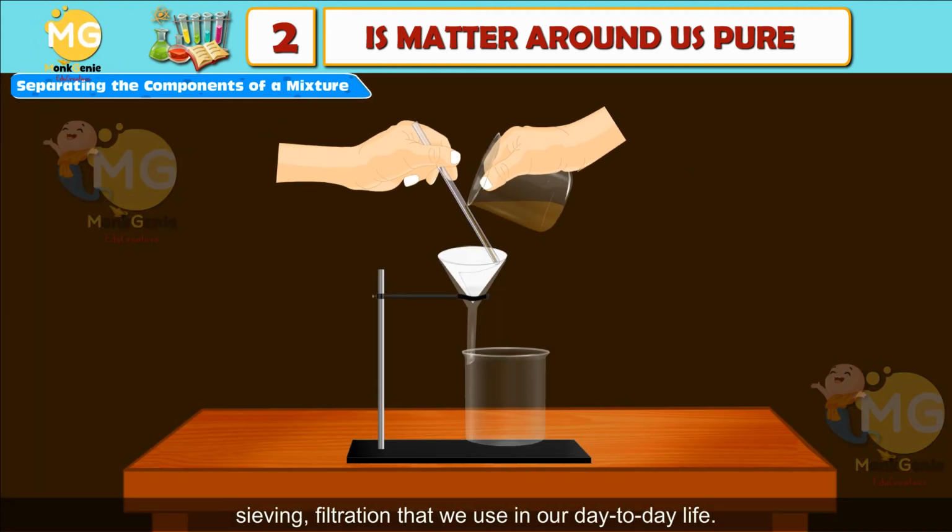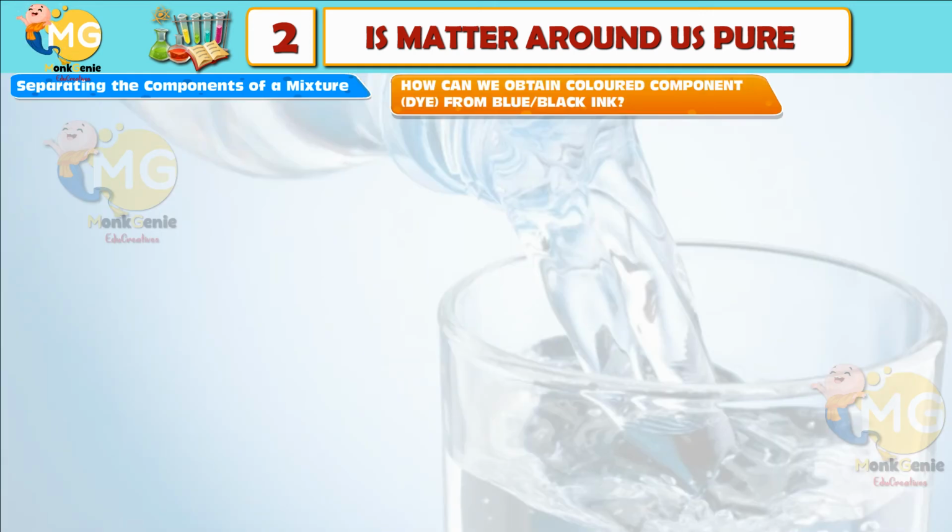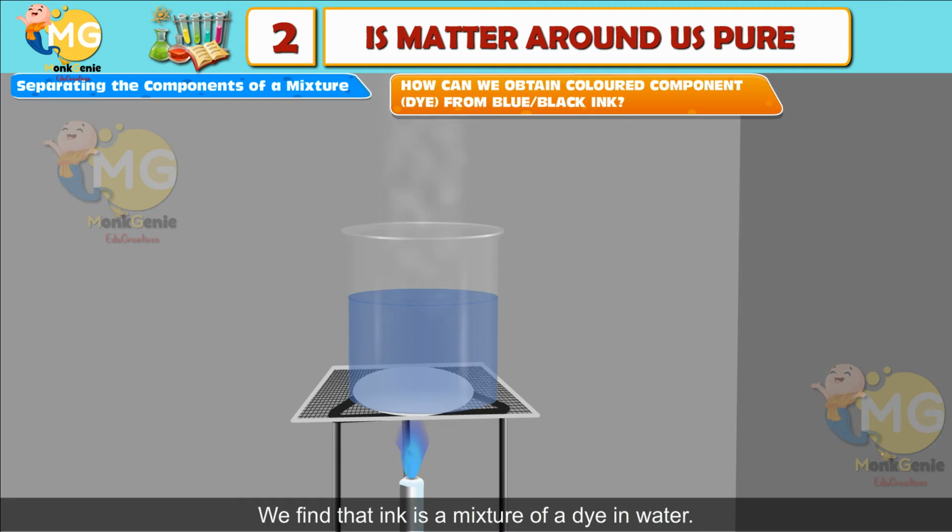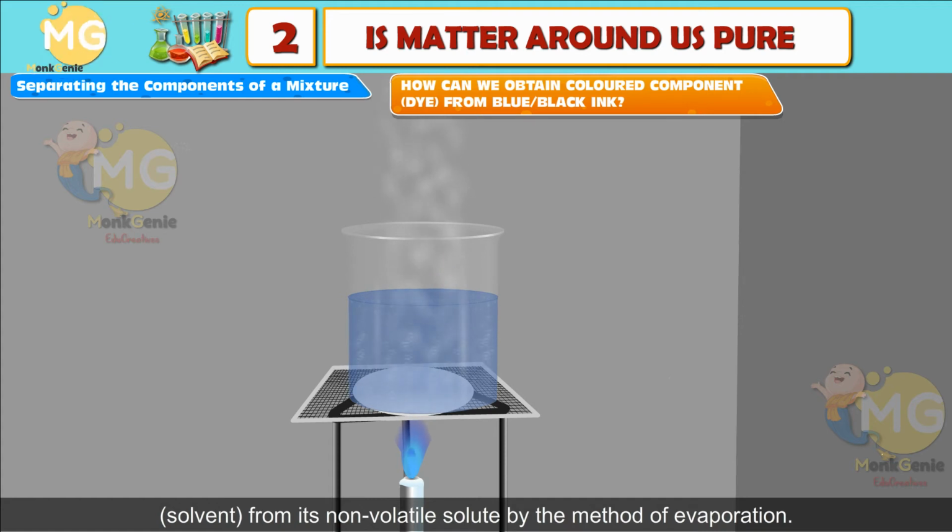in our day-to-day life. How can we obtain colored component dye from blue-black ink? We find that ink is a mixture of a dye in water. Thus, we can separate the volatile component, solvent, from its non-volatile solute by the method of evaporation.